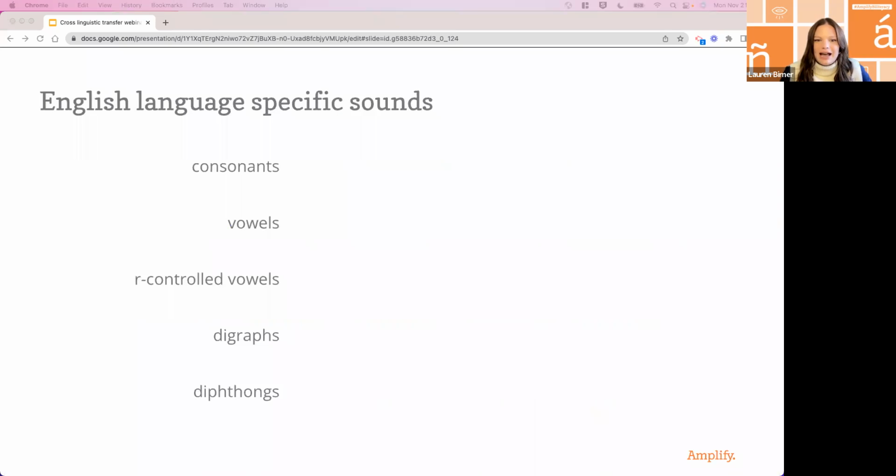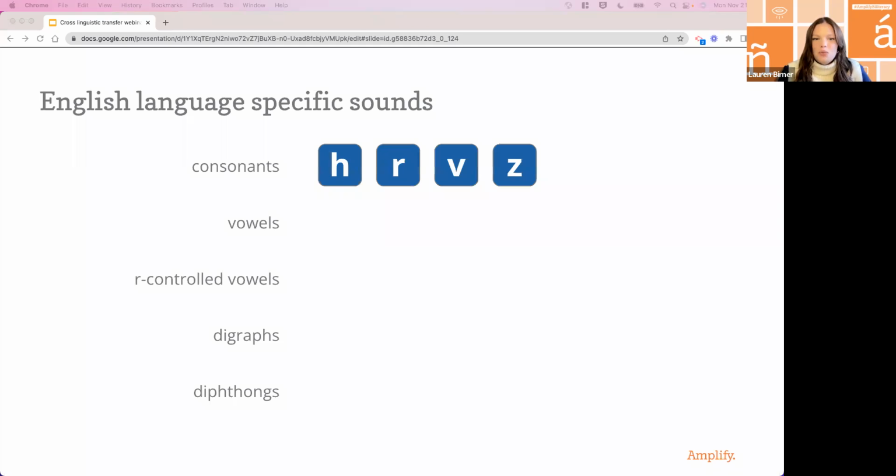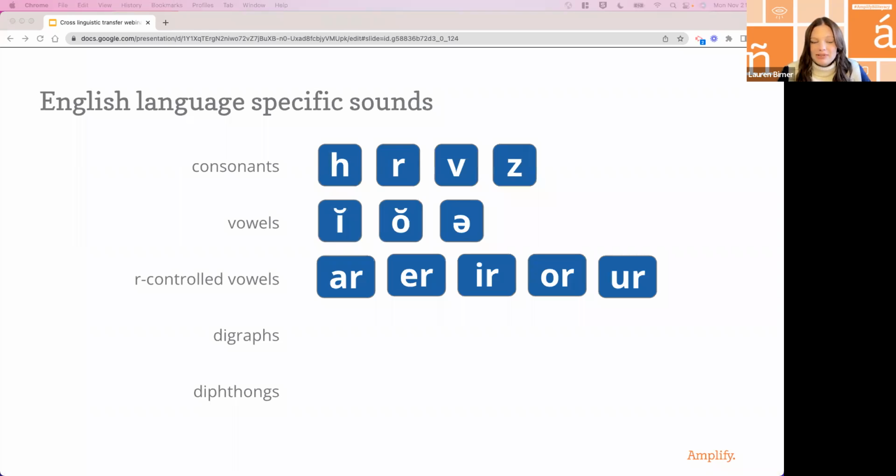So when we look at areas where explicit instruction is needed for English learners, we can focus on just a few consonant sounds. So you can see here. We also have the vowel sounds that are unique to English, like the short I in pig, the short O in pot, and schwa sounds like the p. We also focus on those R-controlled vowels, which can also be incredibly difficult for our English learners. There are three unique digraphs that are important to explicitly instruct on.